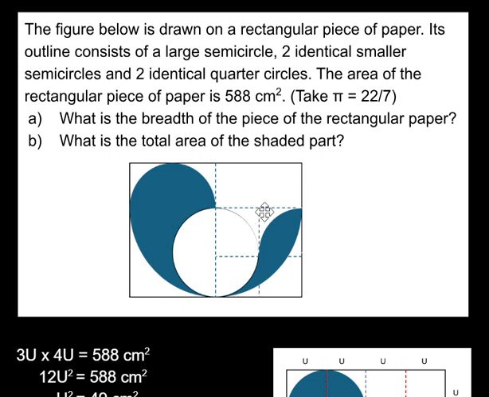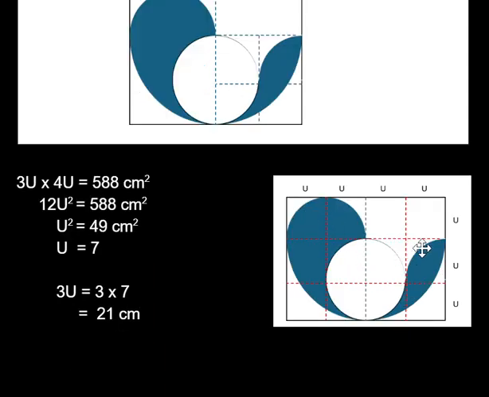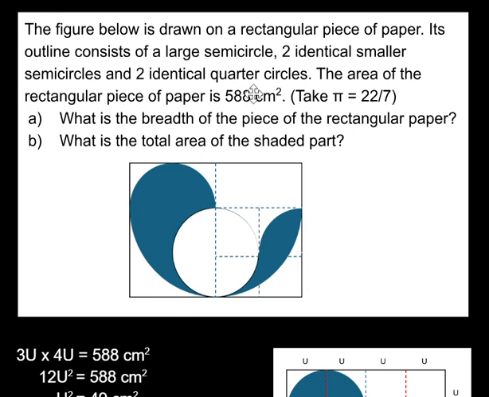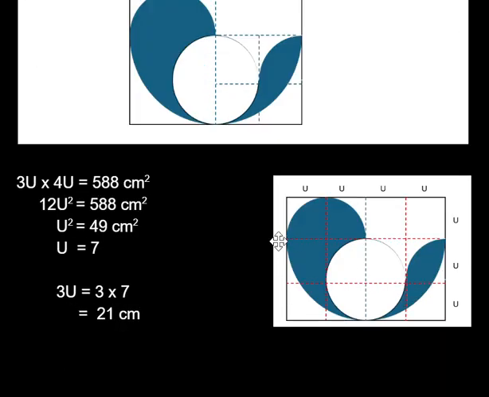Okay, so if you start to draw the dotted line, because they are identical, remember, identical smaller circles, this is 2 units, this must be 2 units here, so 2 units, 1 unit, 2 units, 1 unit, 2 units. Okay, since this is a quarter circle, you have 1 unit here. Straight away you can say that the breadth is 3u, assuming 1 unit is u, and the length is 4u. So we know 3u times 4u is equal to 588. Why? Because the piece of paper is 588.